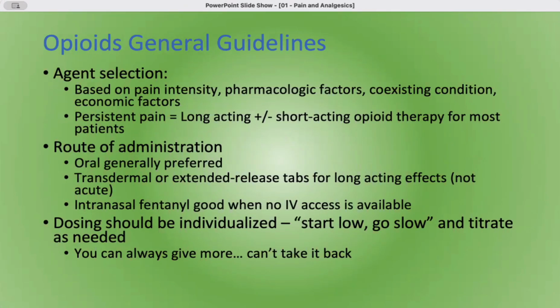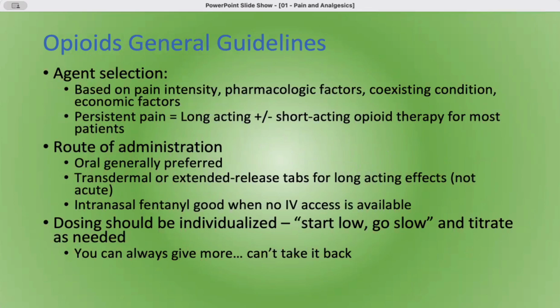Here are some guidelines on selection of opioids. It's going to be based on the pain intensity, pharmacologic factors like history of allergy, that sort of thing. And in your chronic pain management patients, you will often have an ongoing basal regimen that consists of a long-acting opioid with short-acting opioid and opioid combinations for breakthrough. Oral administration is generally preferred. We do have patches and other extended release oral formulations for longer acting effects. And start low and go slow.